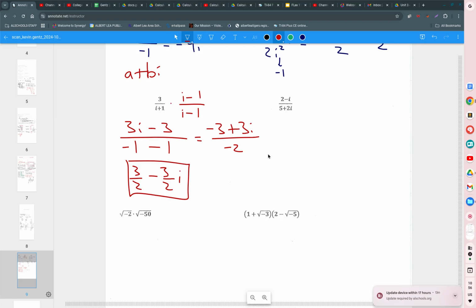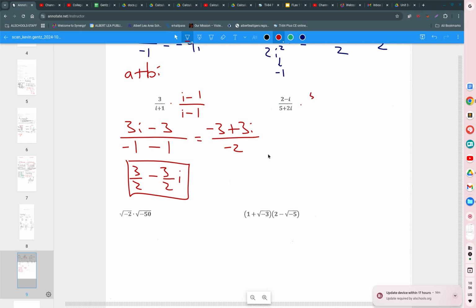Question, Keith? Wondering how I went from here to here? Yeah. I just divided each one by -2. Okay. So -3 over -2 is 3/2, and that one by. Okay, that makes sense.